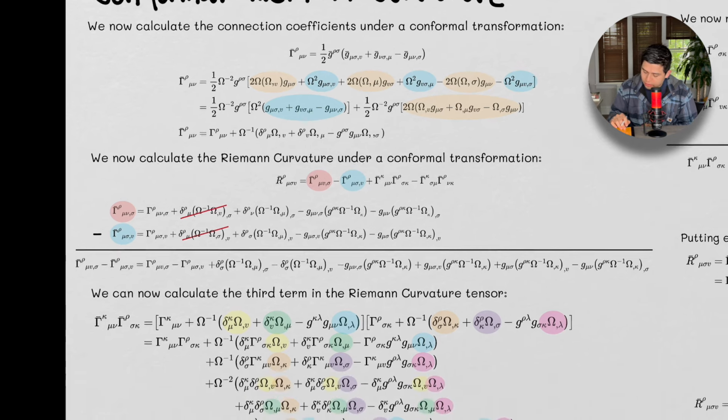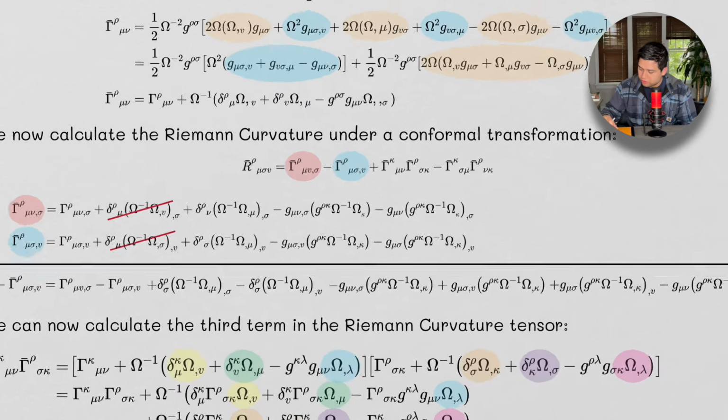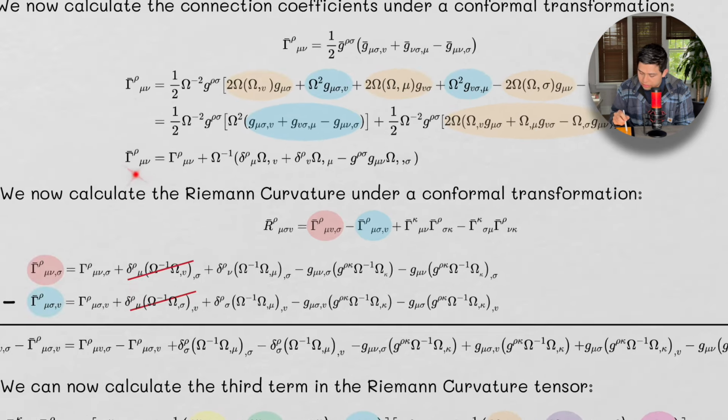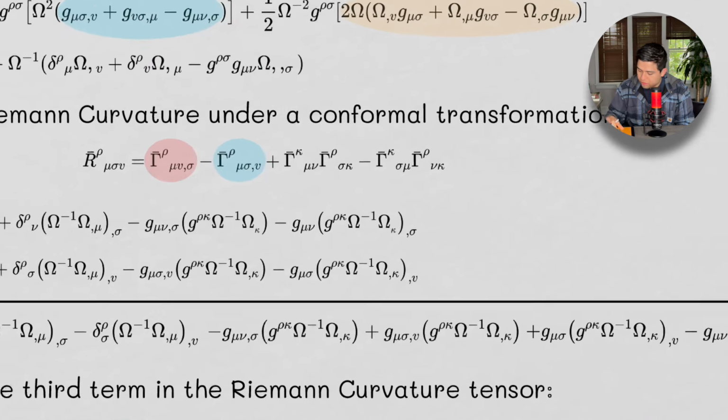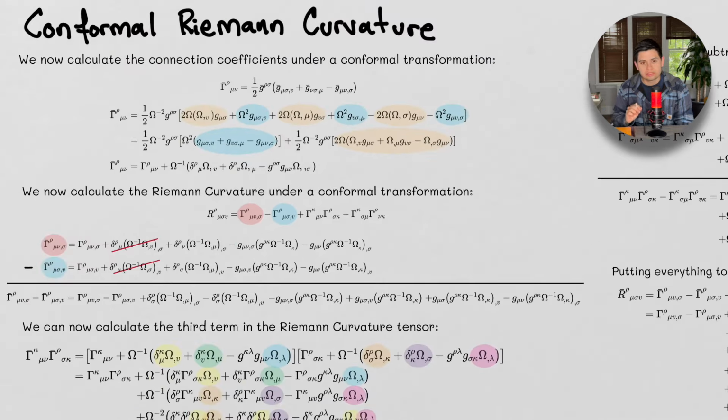So we now calculate the Riemann curvature under a conformal transformation. The conformally transformed Riemann curvature is this, and everything is conformally transformed. We're going to take this, rename indices, and shuffle things around to get these terms, and then we'll get these terms as well, and everything is going to come together quite nicely in the end.